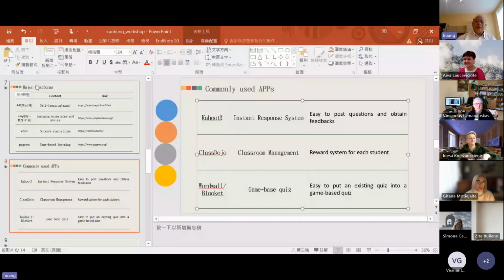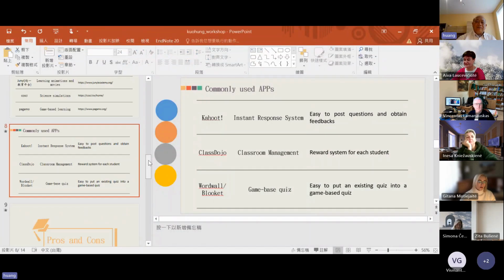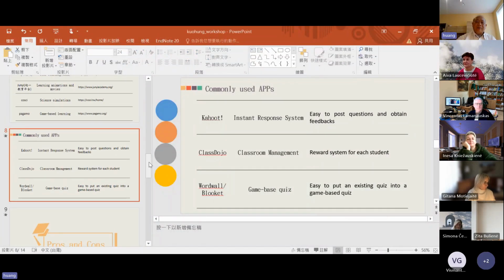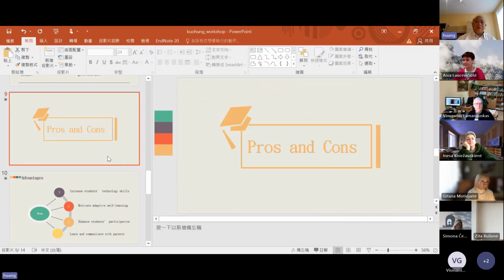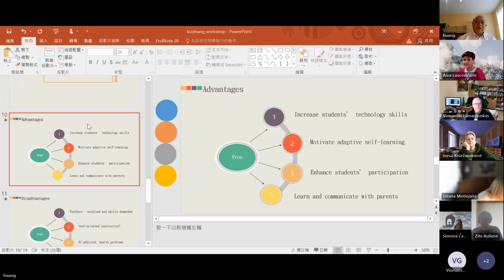If you have time, you can look at some commonly used apps. In the end, I'll discuss the pros and cons here. There are some advantages to using the tablet in the classroom. First, increased students' technology skills. Every student has to learn how to use the tablet, follow a teacher's instruction to learn, or take it home to learn by themselves.